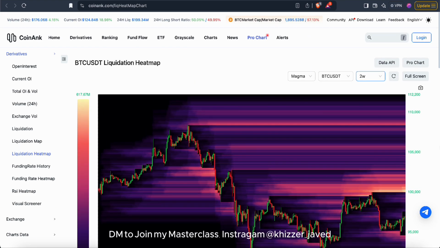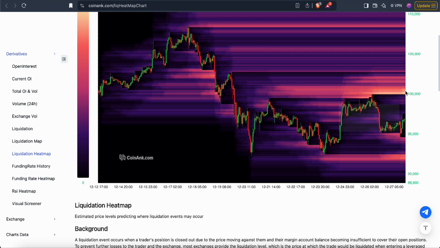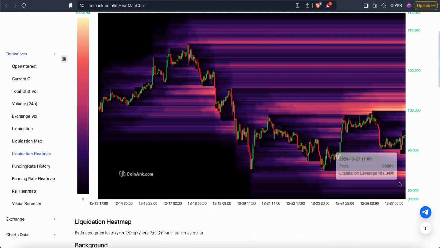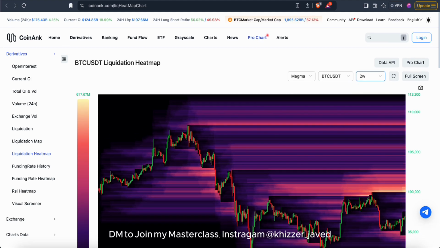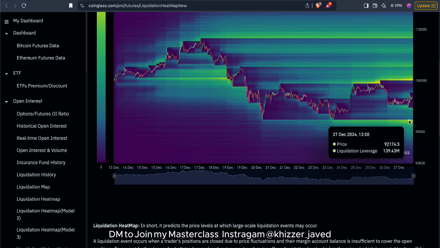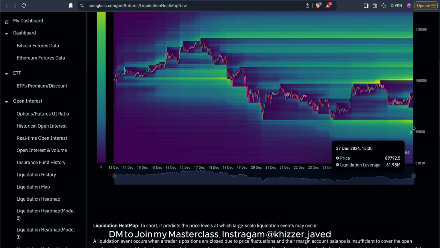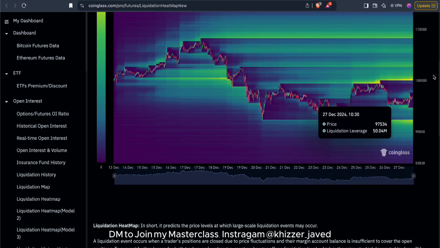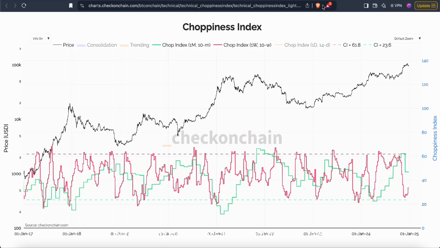Then liquidation heat maps. Liquidation heat maps are suggesting that there is a cluster of liquidations above 100k towards 102, and there is a cluster of liquidations at the downside as well. I covered this yesterday too: 90k is very well possible. If we look at Coinglass liquidations, this is also suggesting there are some heavy liquidations at 92, and the cluster goes on and fades around 88-89k, so that is still a risk, but we'll see.